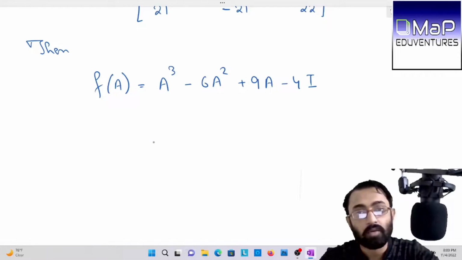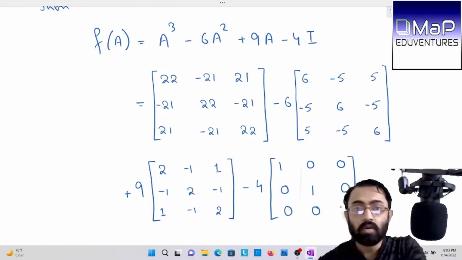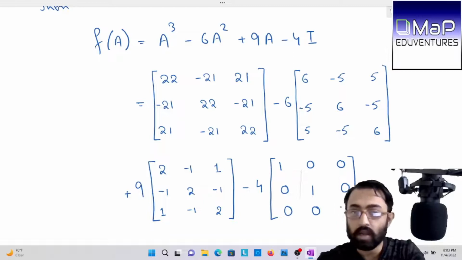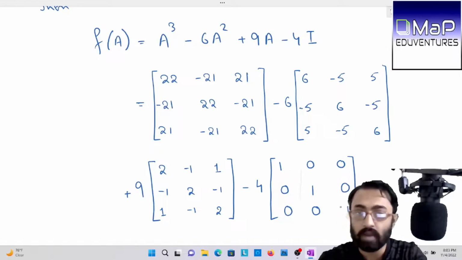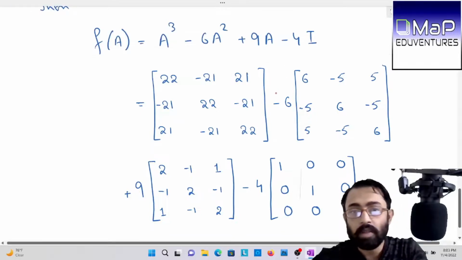Okay, now let us put in all the values: the value of a cube, a square, a, and also the identity matrix. Okay, so we have written down all the necessary components: a cube, a square, a, and the identity matrix. Now all we have to do is add all of them. Okay, subtract and add. But before moving on, keep one thing in mind.